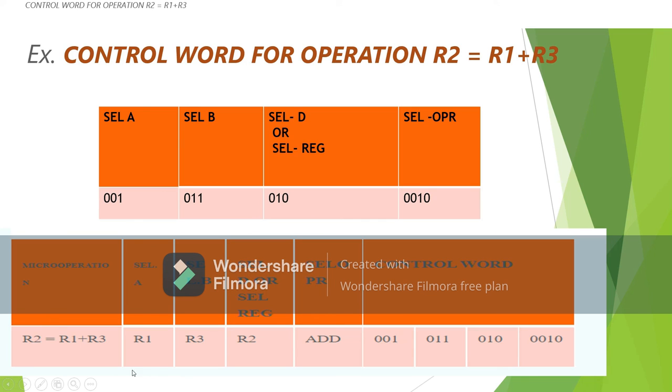Okay, here the implementation is given that R2 is equal to R1 plus R3. Select A, it selects register R1. Select B, registers select R3. Then select D, selects the register R2. And operation selected is addition. And this is the control word. So it is going to perform the addition of the data stored in R1 and R3, and the result is stored in R2. Okay, then that's all about the CPU organization.